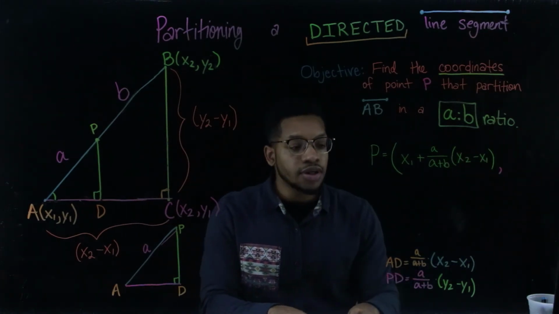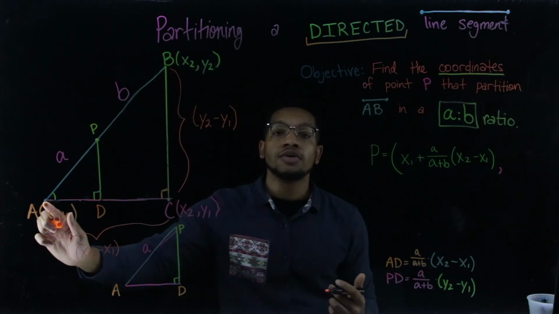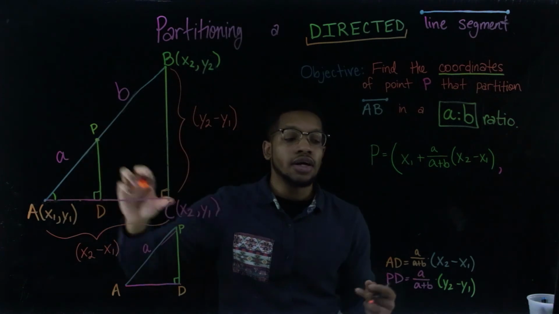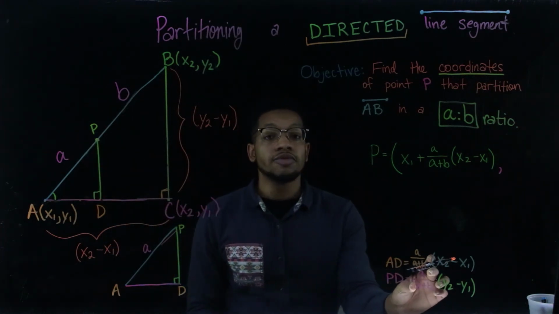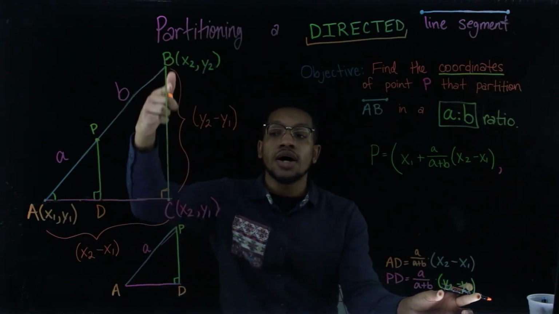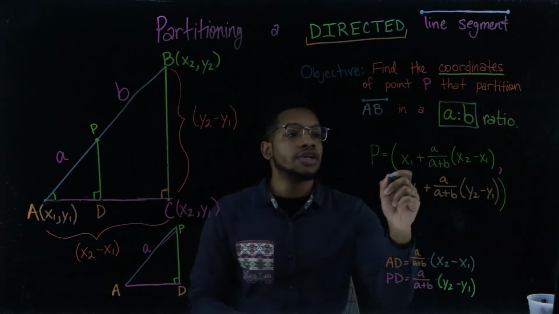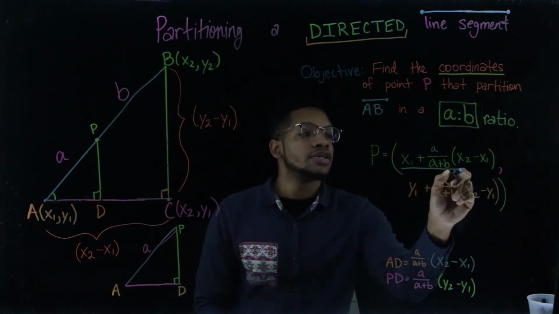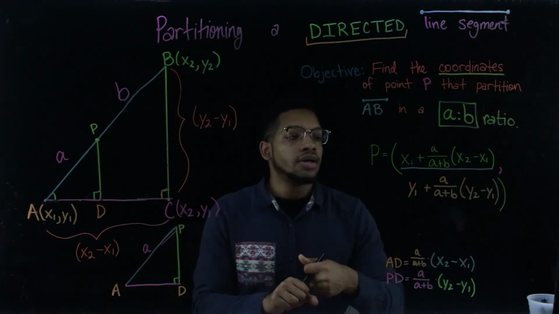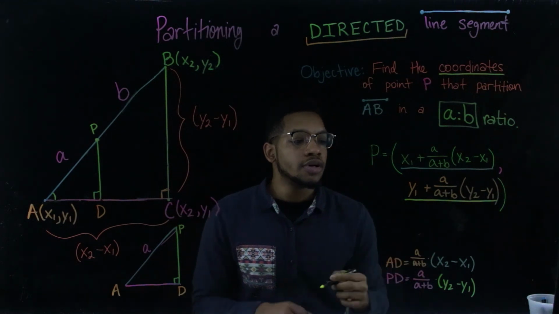That's the x coordinate. Now for the y coordinate, it's the same concept. I'm starting at the y coordinate of point A, and I'm just going up a distance of PD. And we said PD was, again, that same ratio, A over A plus B, times, this time, the vertical distance, y2 minus y1. Just so that you're clear, this right here is the x coordinate of my point, and then this right here is the y coordinate of my point P.